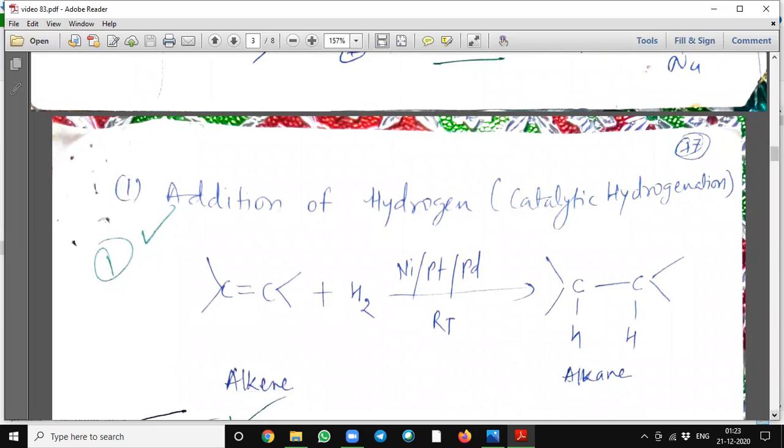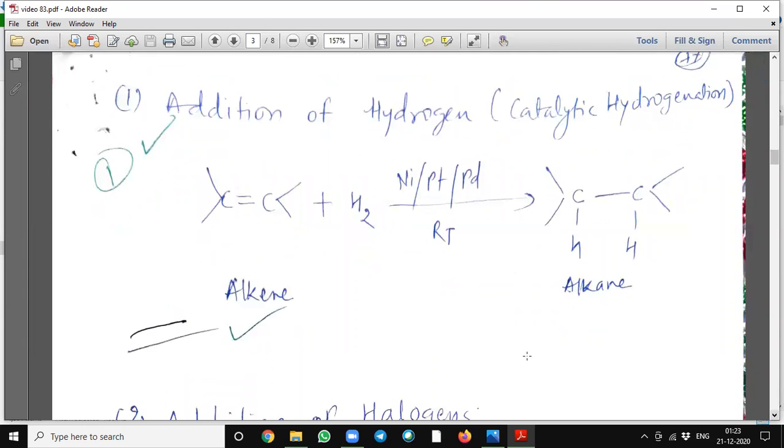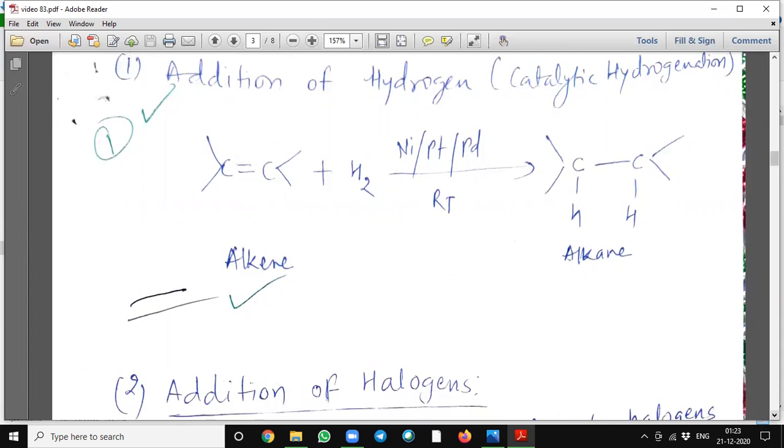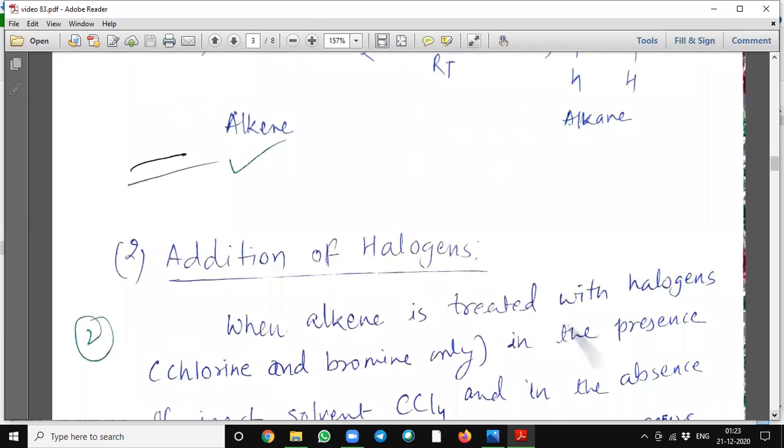Addition of hydrogen. Catalytic hydrogenation. See here, in presence of nickel, platinum or palladium catalyst at room temperature, this hydrogen molecule is easily added.